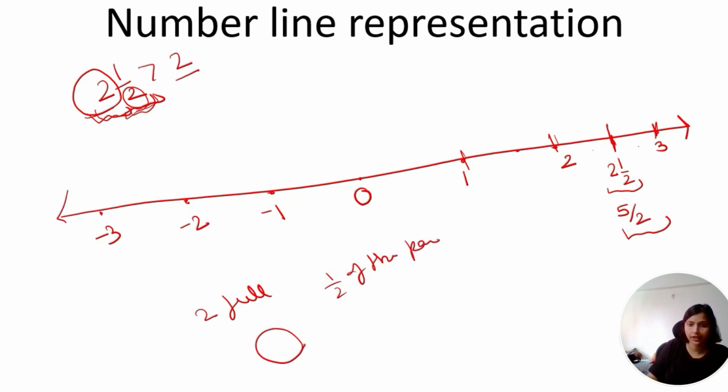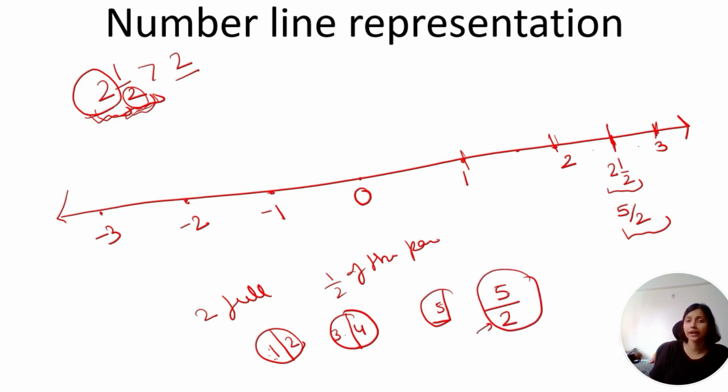So if it is a circle, the person is having 2 full circles and 1 half circle. So how many halves are there in these 2 full circles? 1, 2, 3, 4, 5. So the person is having a total of 5 parts, where the whole has been divided into 2 equal parts. So the person had 5/2 of the thing.